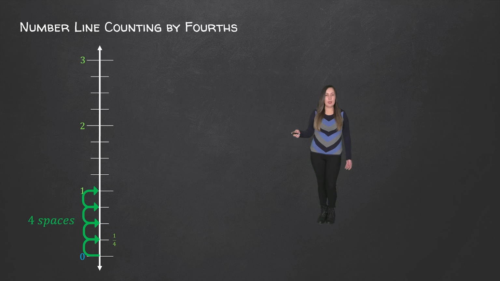So we have 0 and then 1/4, 2/4, 3/4. We have 1 whole, 1 and 1/4, 1 and 2/4, 1 and 3/4, 2, 2 and 1/4, 2 and 2/4, 2 and 3/4, and 3.